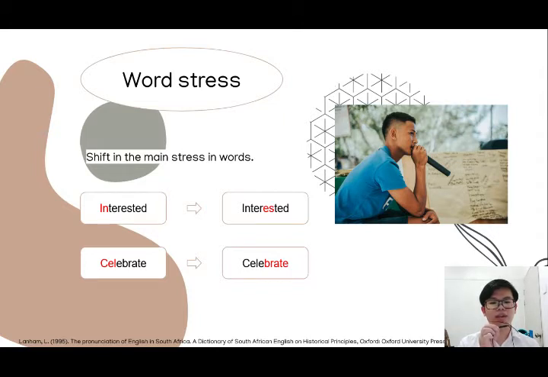Another example can be seen from the word celebrate, when the first two letters are stressed in the Standard Southern British English, celebrate, but instead the last 5 letters are stressed in South African English. Hence, it is a celebrate. That is all from me. I will now pass the presentation to Aaron.